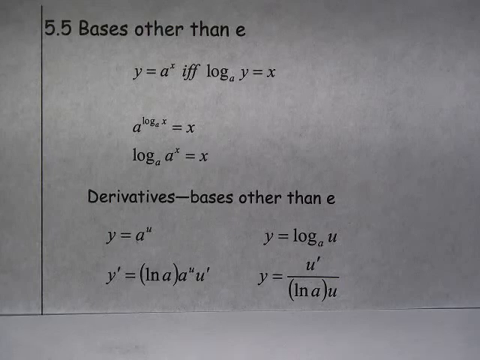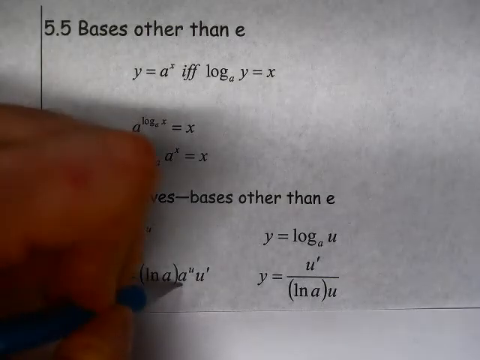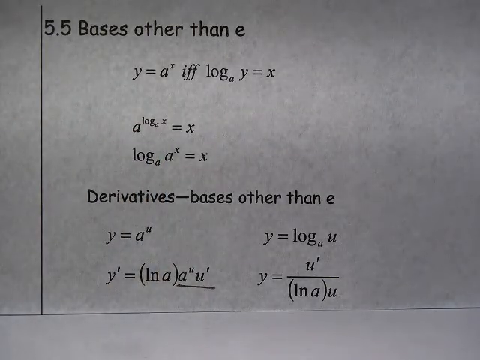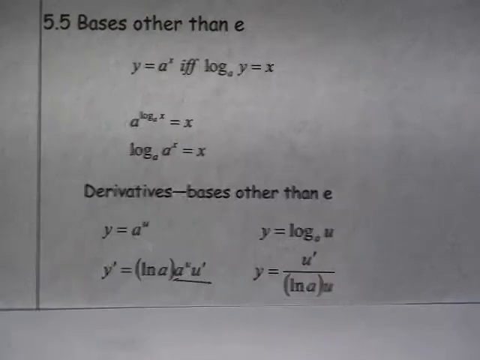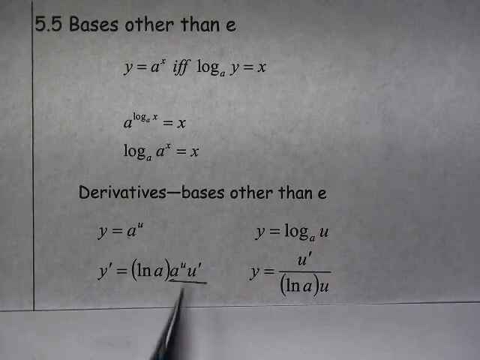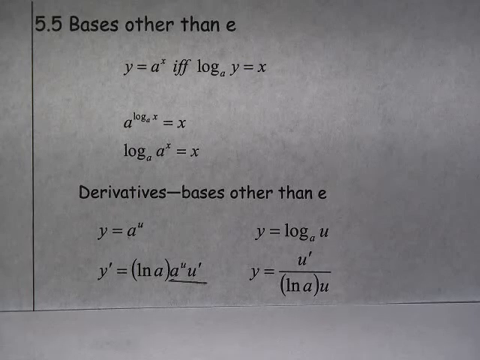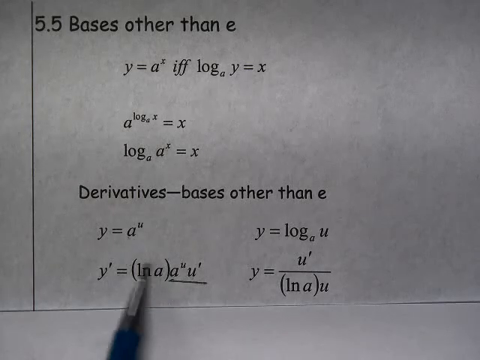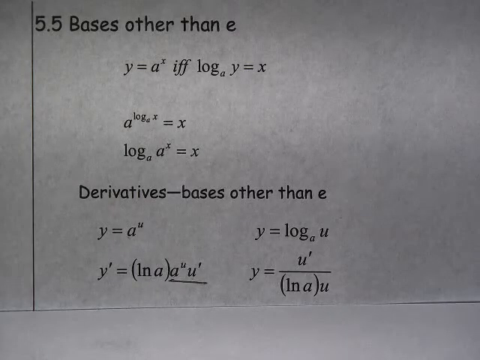Alright, so the easiest way to think about this is this part of it, at least, is very similar to the derivative of e to the u. It's the same thing, a to the u times the derivative of that exponent, u prime, but we have to multiply by the natural log of a.